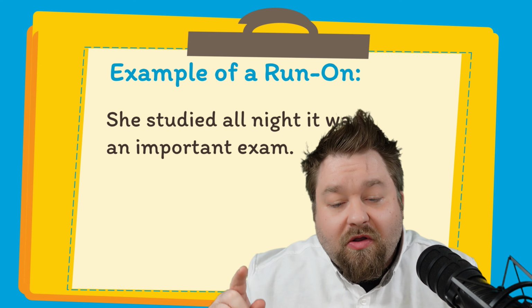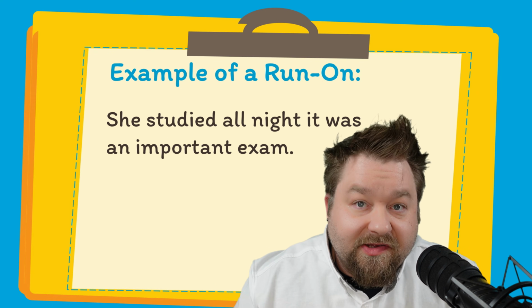So let's take another look at another example of a run on sentence. She studied all night. It was an important exam. Okay. I read that one too. It was okay. But how do we fix this one? Because this one's a little different than the last one, right? We would fix this one by separating it. In the last one, it was easy to see that both pieces went together, right? That's why we added an and. But here, studied all night, exam, those are separate ideas, right? So it makes more sense to just put a period there.